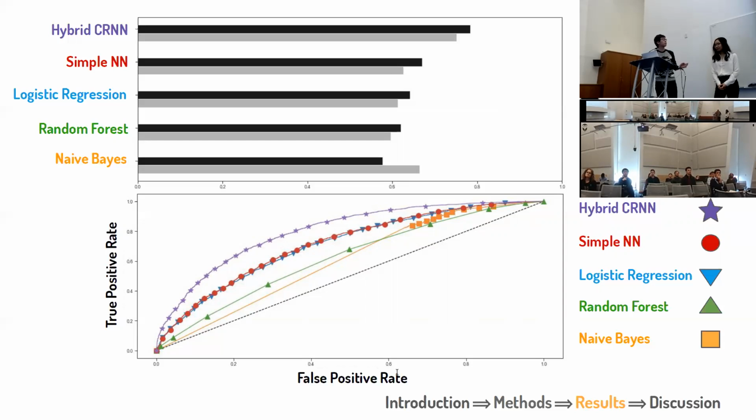And then on the bottom, it shows the ROC for our different models on the testing data set, and we saw that our hybrid model performed the best with the highest area under the curve. So we decided to move on to make predictions with the hybrid model.